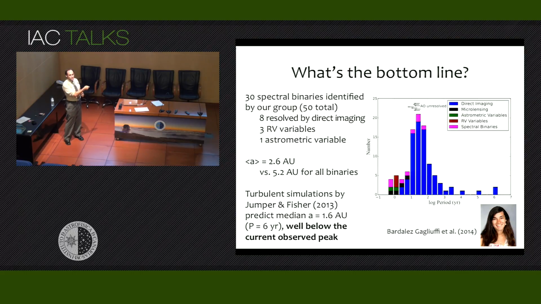If that's the case, reflect this over to the other side. We've got lots of binaries that may be out there. So that binary fraction may just be a lower limit. There may be a lot more systems out there that remain to be found, and this is one of the ways that we can find them.